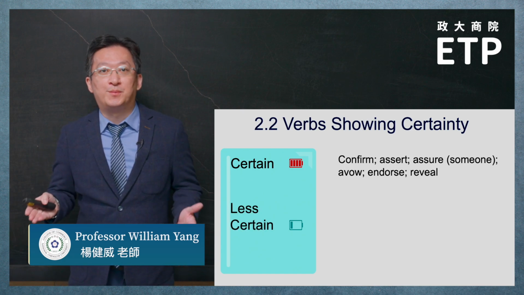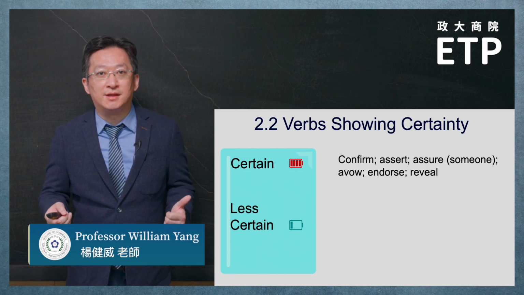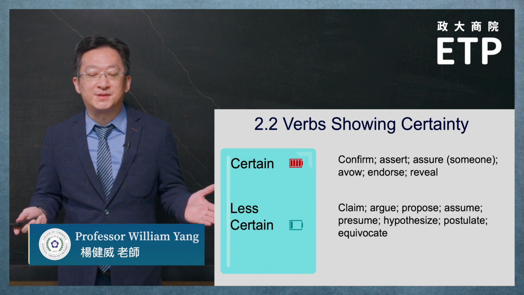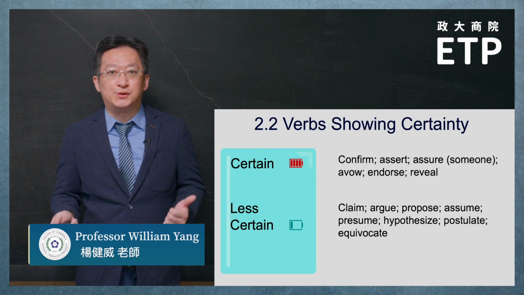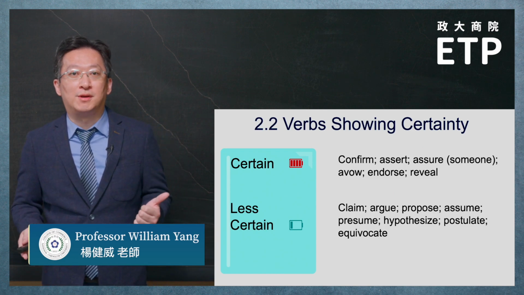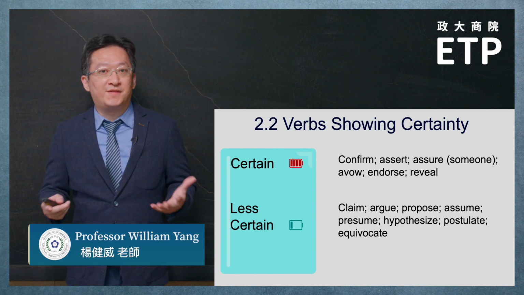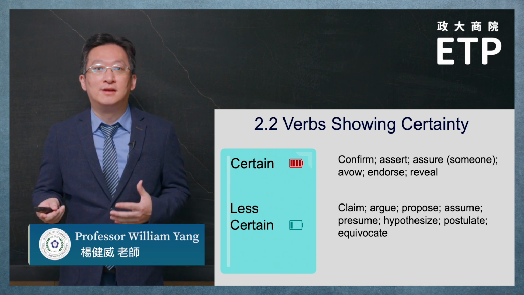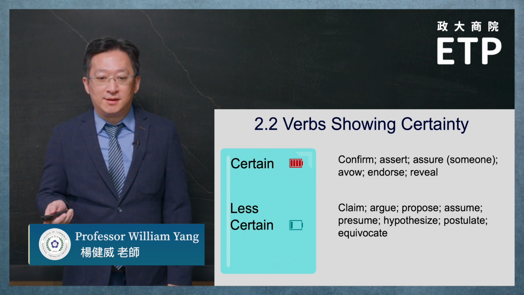And still, we have reporting verbs that show that the author or the speaker is less certain about the idea. In this case, we can use other verbs like claim, argue, propose, assume, presume, hypothesize, postulate, or even equivocate. When we equivocate, that means we try to be unclear so we can confuse the listeners or the readers.